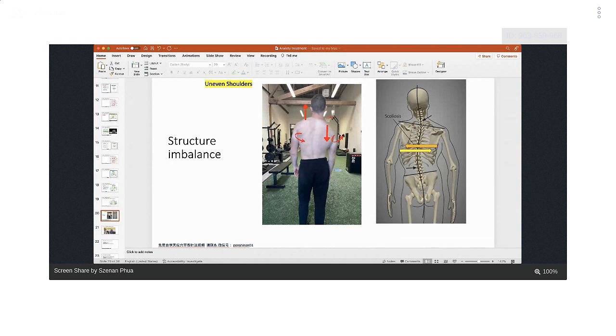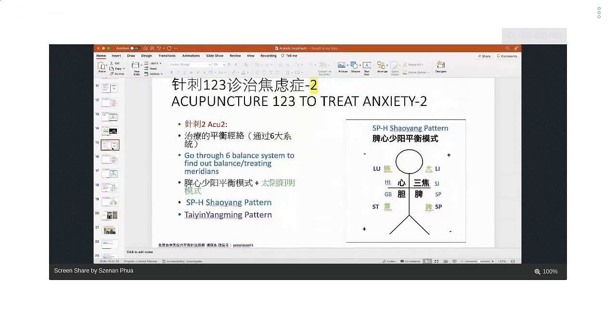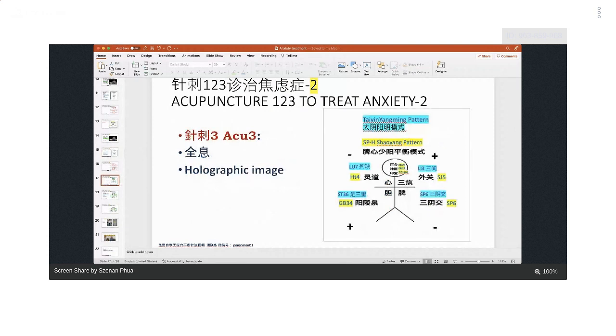Which shoulder is higher, you treat that side of the leg, you needle the yin meridian. Okay, let me go back. So in this pattern, the yin meridian on the left side, right? Left foot yin. That means this patient, on the left side, right? The left shoulder is higher. Okay, left shoulder is higher.